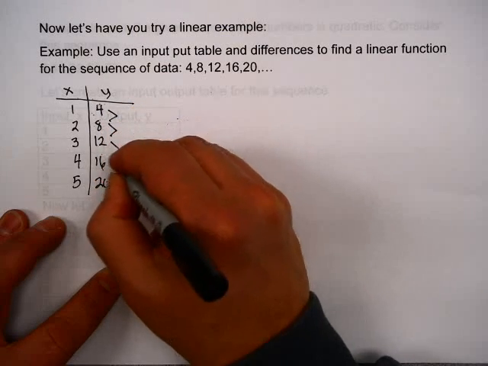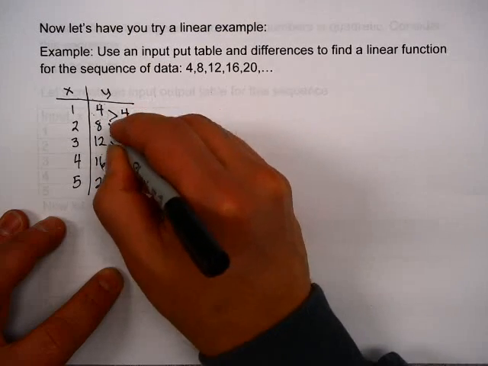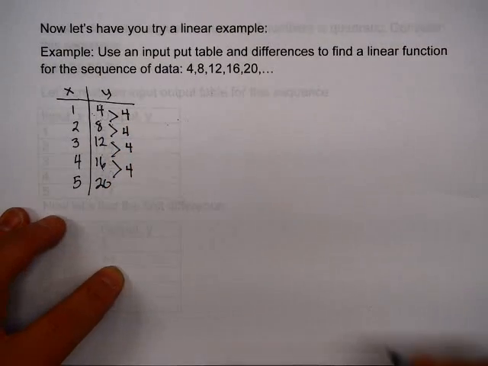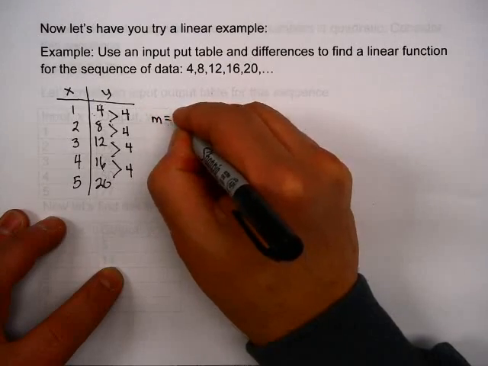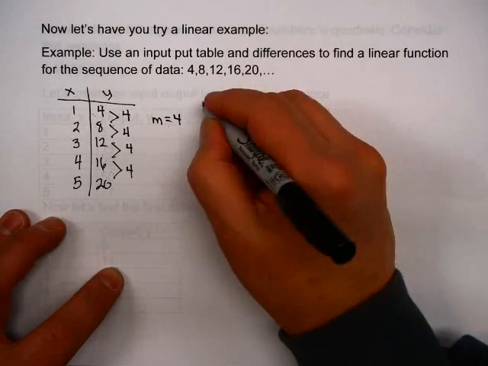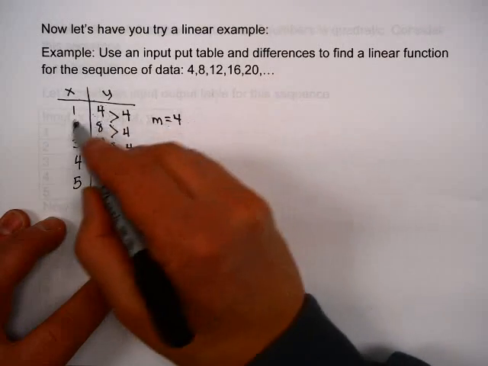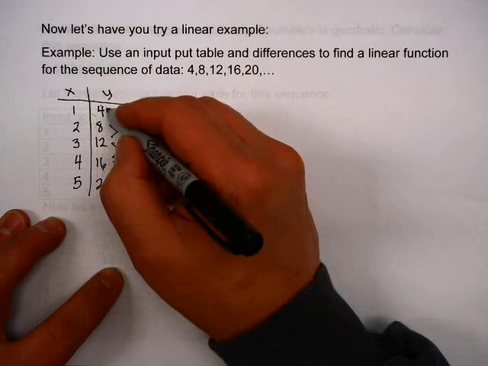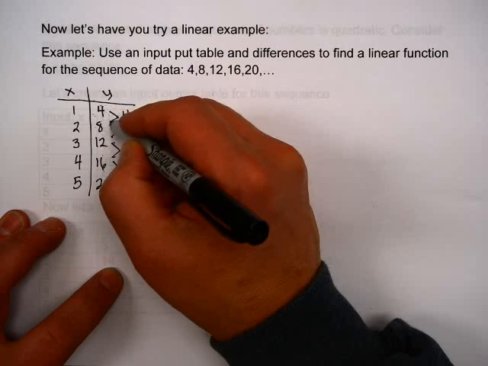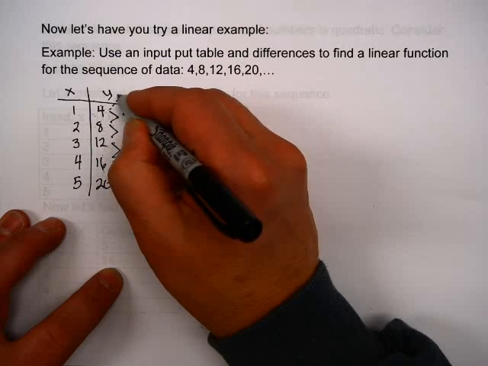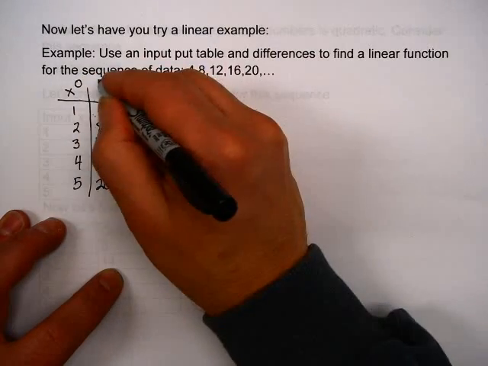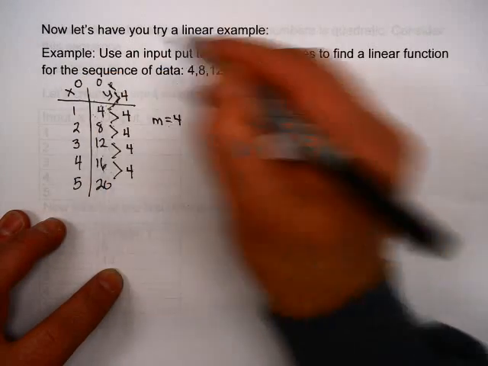First difference, notice 4 to 8 is 4, 8 to 12 is 4, 12 to 16 is 4, 16 to 20 is 4. So my slope is 4 because I have a linear equation because the first difference is constant. Now, as far as b goes, I can either plug in a point, or since I know that this went up 4 each time, I know I would have to go back 4 to get 0, and 0 would have to then be 4 minus 4, or 0.